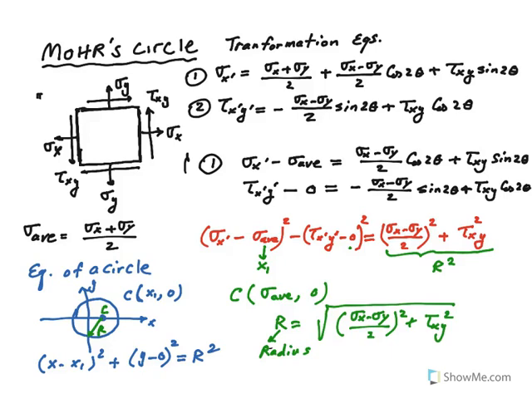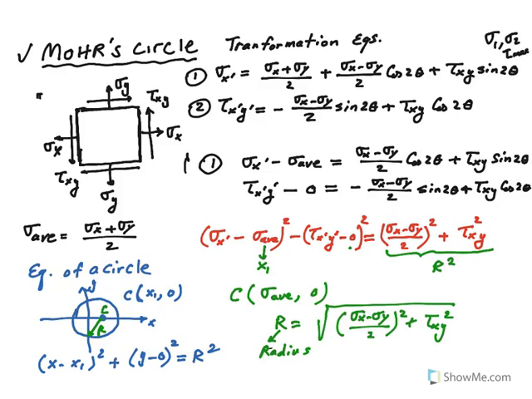Hello everybody, this video is for the topic of Mohr circle, which is just a graphical way of determining the principal stresses. Principal stresses are what? Sigma 1 and sigma 2, and also tau max, maximum shear stress.